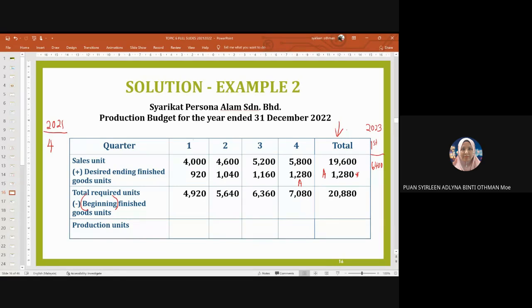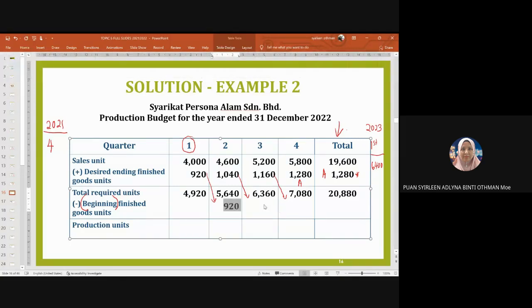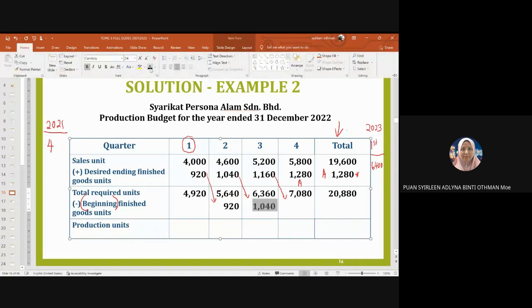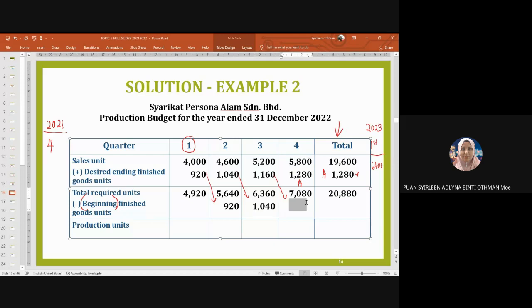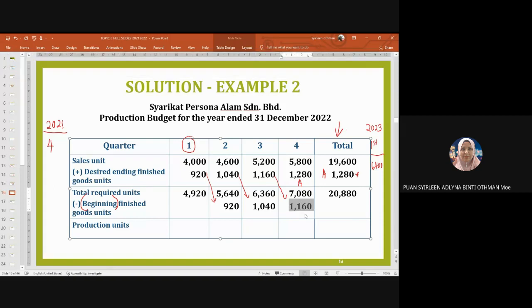Beginning inventory, ending inventory quarter 1, okay, this 920, dia ending kan? Dia akan dibawa ke quarter 2, dia akan jadi beginning inventory. Yang ni very easy. Okay, so you tarik je. Nampak? Okay, so the second quarter ending inventory will be 920. The third quarter ending inventory will be 1,040. The fourth quarter ending inventory will be 1,160.